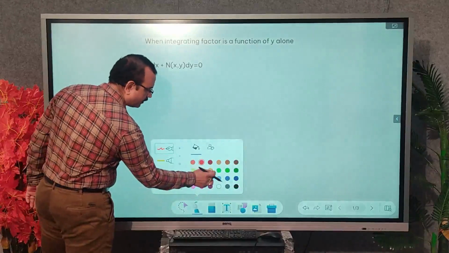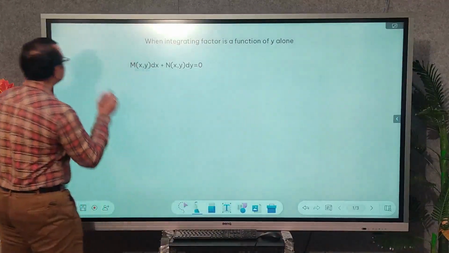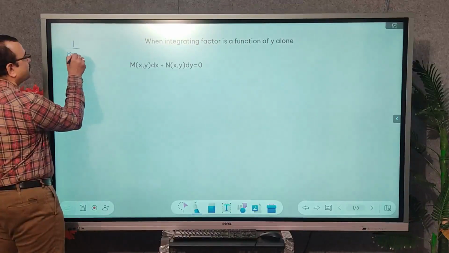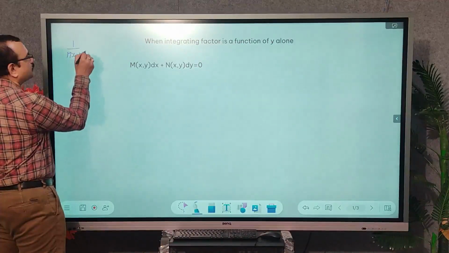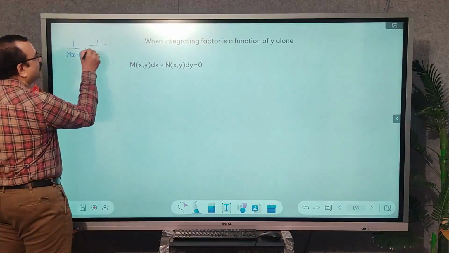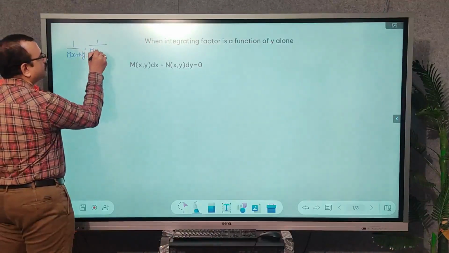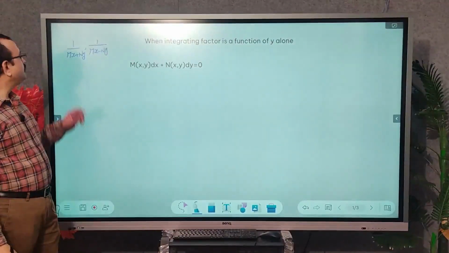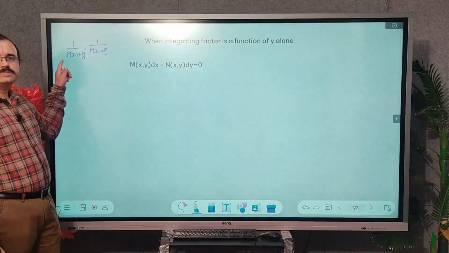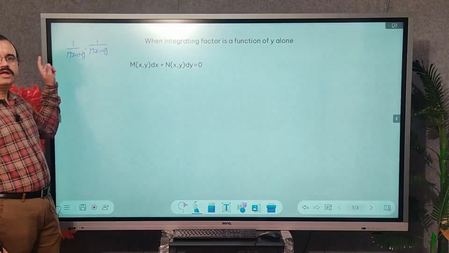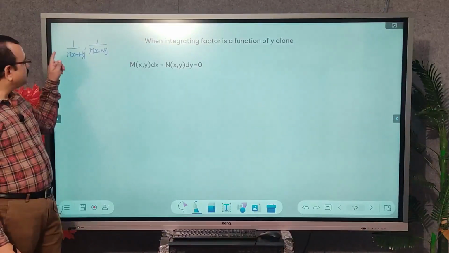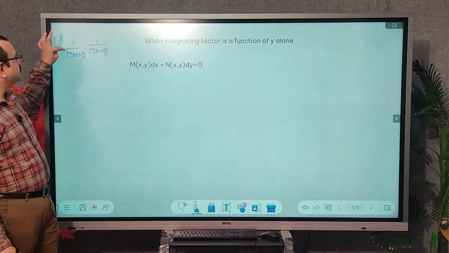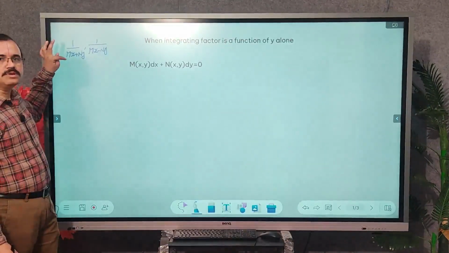an integrating factor, of the form 1 by mx plus ny and another one, 1 by mx minus ny. So these two cases we have discussed. If the DE is not an exact DE and the DE is homogeneous, then we can take the integrating factor as 1 by mx plus ny.